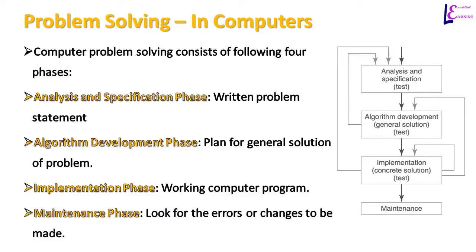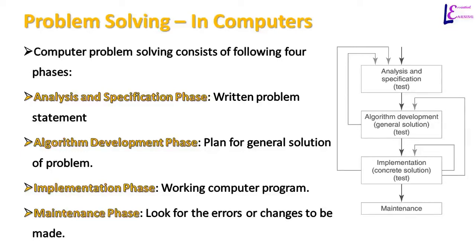In computers, a program is written to solve the problem. Computer problem solving consists of the following phases. Analysis and specification phase. In this phase, a written problem statement is produced. Then we have the algorithm development phase, in which steps or a plan is written to solve the problem. In the implementation phase, a computer program is produced from the plan written in the previous phase. In the final stage of maintenance, the computer program is constantly monitored for changes and errors.